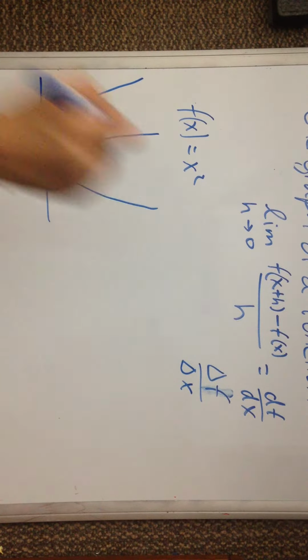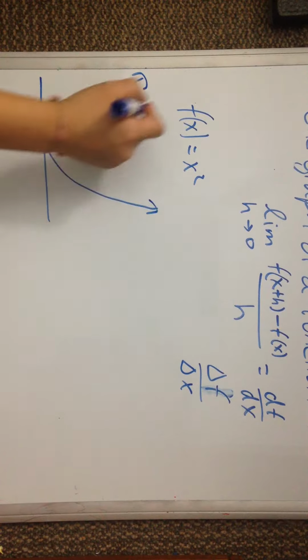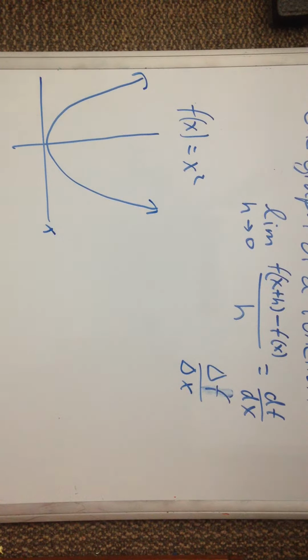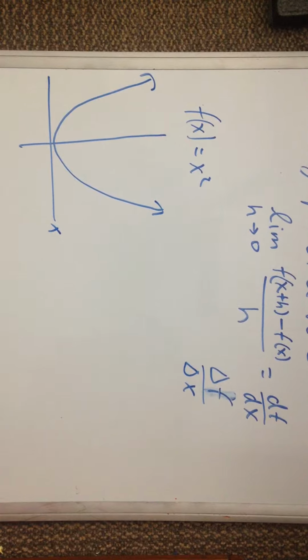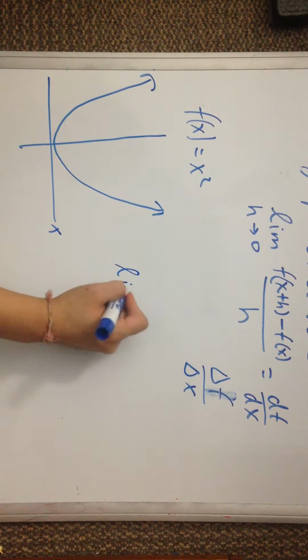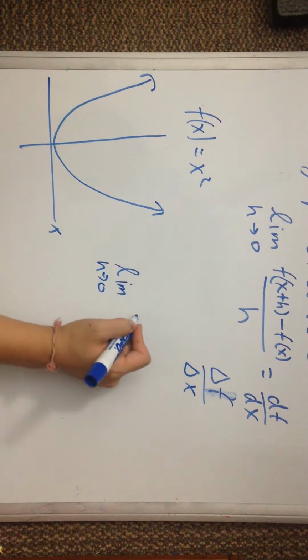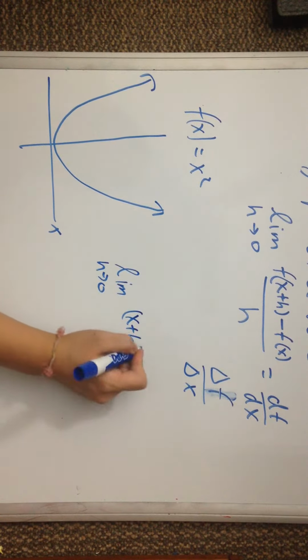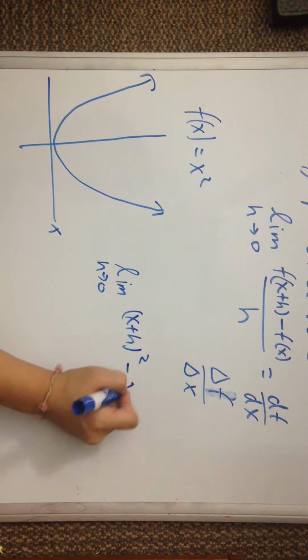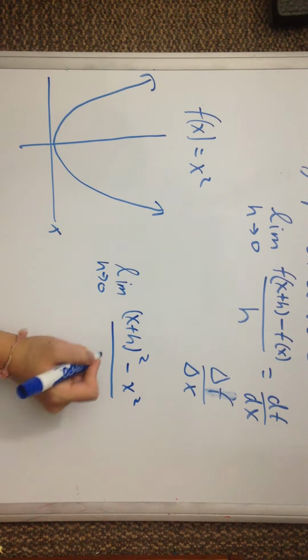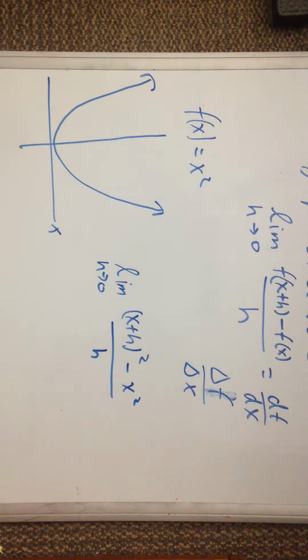Okay, so it just looks like a parabola. I mean, it is a parabola. So this is what we have to look at. So how do we use the limit definition of a derivative to figure out the derivative of this thing? So what we do is just plug it into this formula. So we take the limit as h approaches 0 of, put everything in, so (x plus h) squared minus x squared, all over h. Okay.